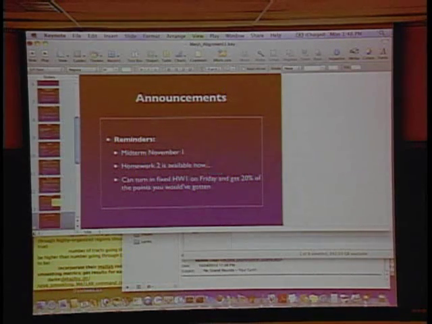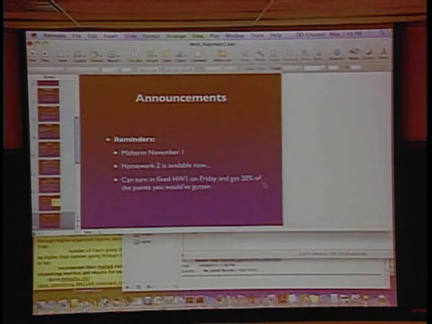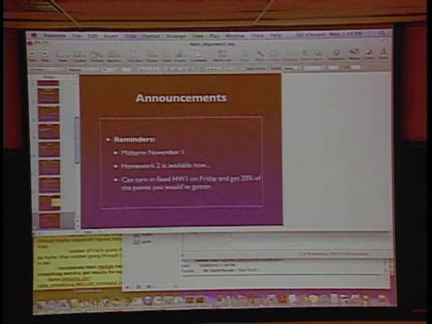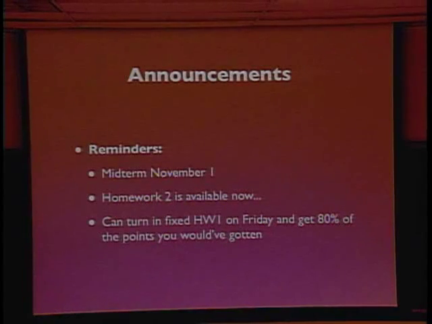Homework 2 is posted and available for you to start working on. And for those of you who did not get homework 1, what's wrong with my typing today? 20%. Well, okay, I can just say you get 80% of the points you would have gotten. So you take a 20% hit off of your point total, basically, if you turn in homework 1 by this coming Friday.